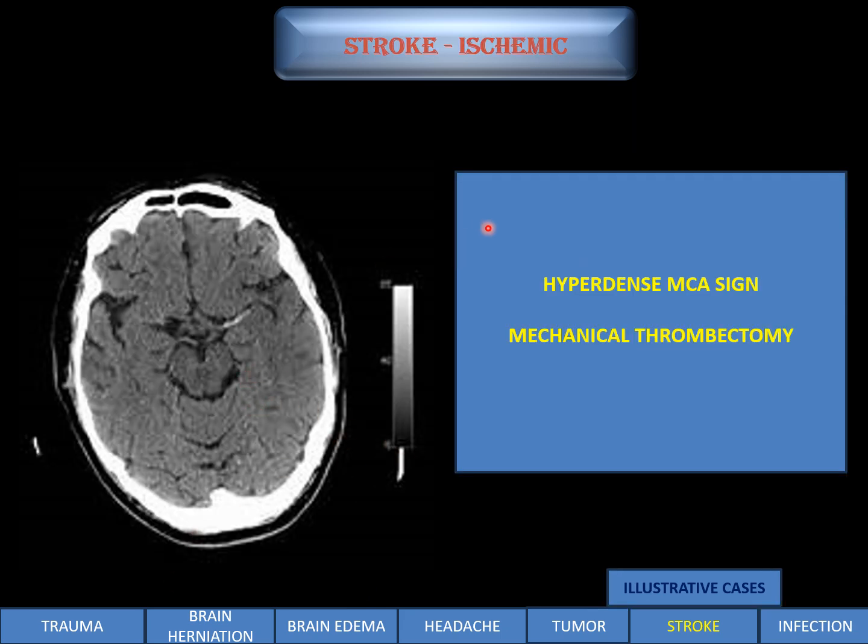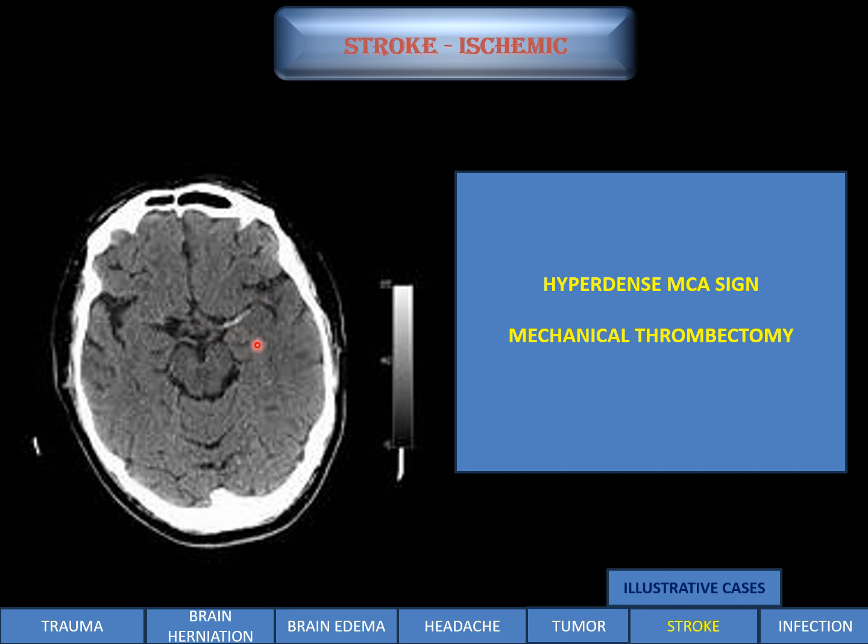Hyperdense MCA sign. This is the only sign of all the ischemic signs I want you to remember. If you see the right Sylvian fissure, we are not able to see any white tubular structure, whereas on the left side we are able to see that there is a hyperdense structure. All arteries and veins will inherently have blood and the blood will appear white. But it is the comparison with the opposite side which tells us whether this is a hyperdense artery or a normal artery. It's highly unlikely that the patient is going to have a bilateral MCA stroke. Not impossible, but highly unlikely. So compare it with the opposite side, and if it appears more white, it is a hyperdense MCA sign.